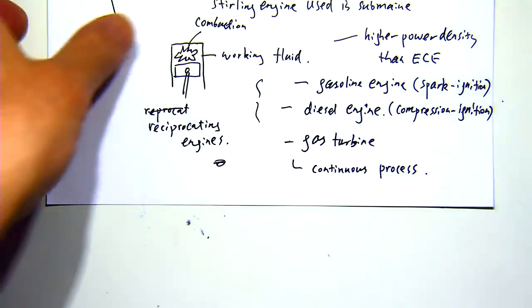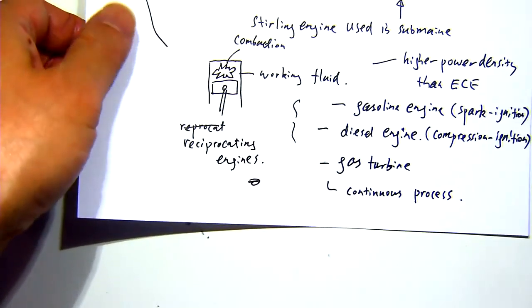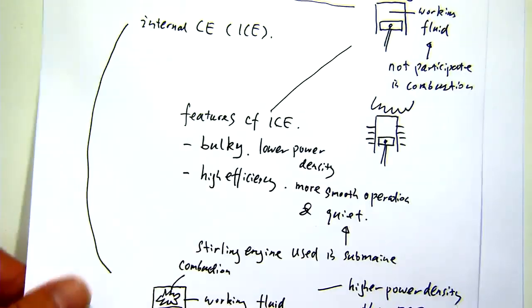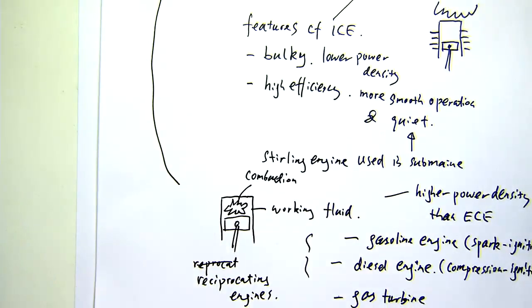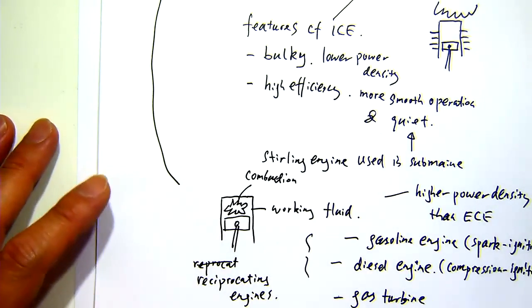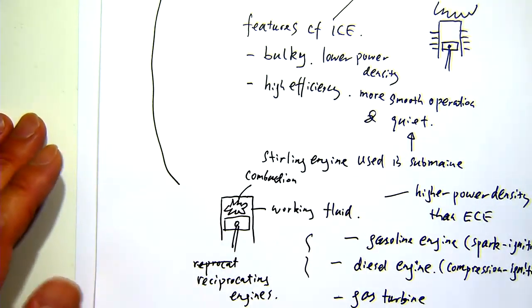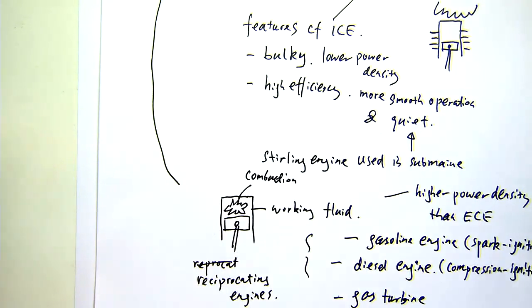All right. So if we compare these two types of engines, if we classify the gasoline engine and diesel engine as reciprocating engines and the gas turbine as the other type, they feature different advantages and weaknesses. So that's actually determining why they're being used for different applications.